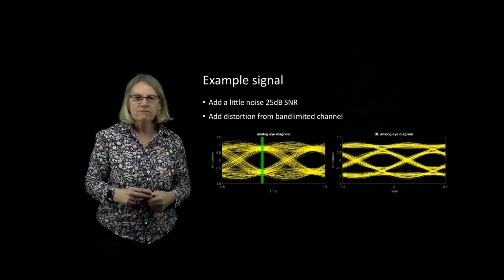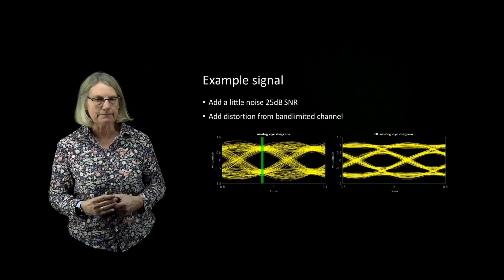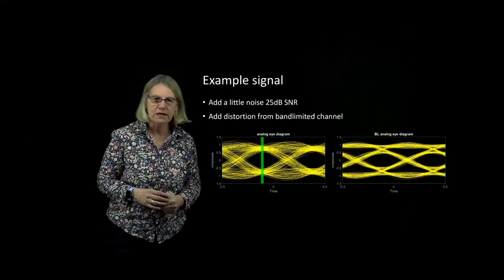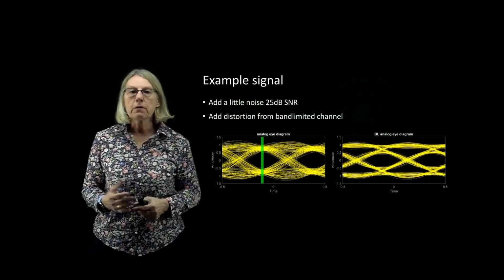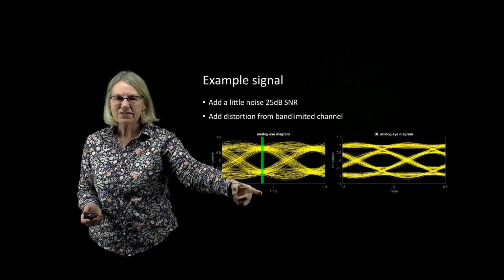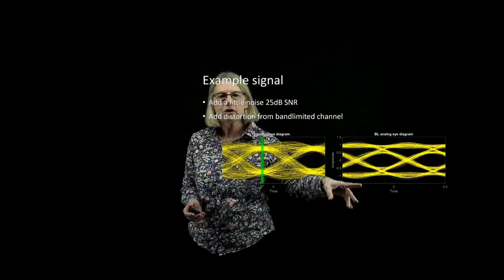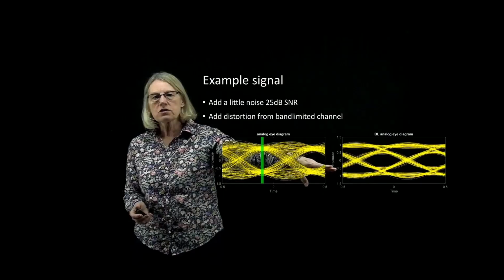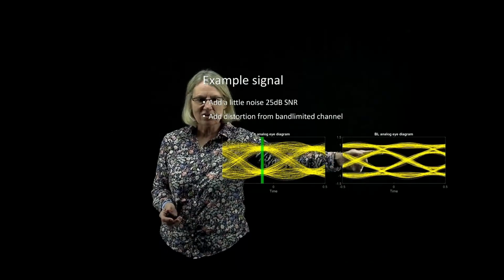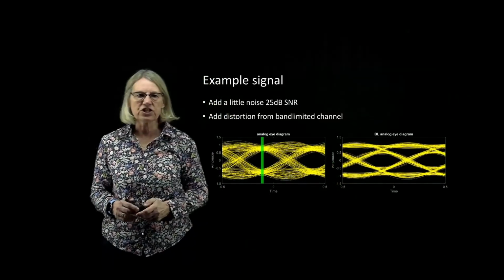So we're going to first of all add a little noise, which we didn't have in our prior example. I was focusing on the timing aspects. I'm going to add still pretty strong signal-to-noise ratio of 25 dB, but I'm going to add distortion from a band-limited channel. So if this was my original shaped pulse, ideal sampling time mentioned here, when I put it through a low-pass filter, I'm going to distort the eye so that it looks something like this. So the rails get very fuzzy because of this band-limited nature of the channel.